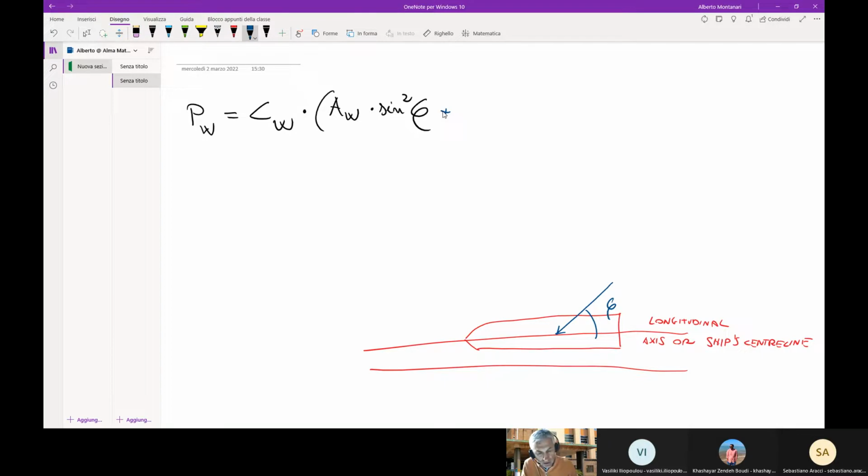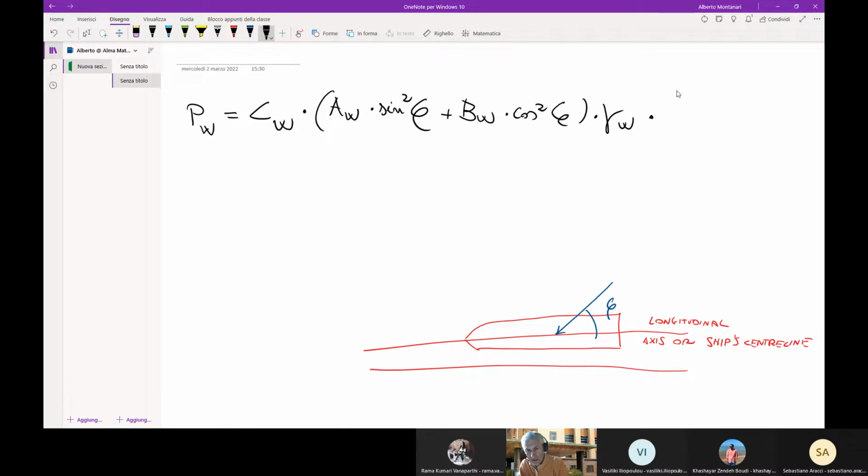Let's add here, sorry, let me go again to the black color. Plus BW. What is BW? It's the front area of the ship above water projected over the ship transversal plane. Okay, in square meters. And again, let's multiply this times cos square phi times gamma W. It's the specific gravity of air, and it is a constant at a given temperature, times VW square divided by 2g.